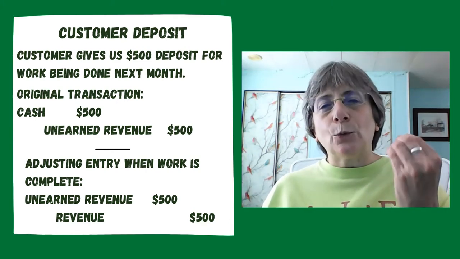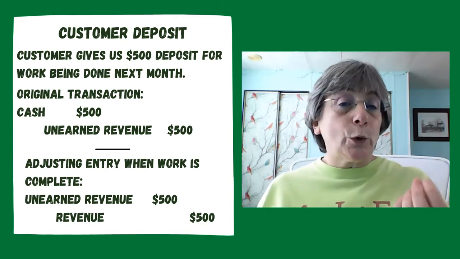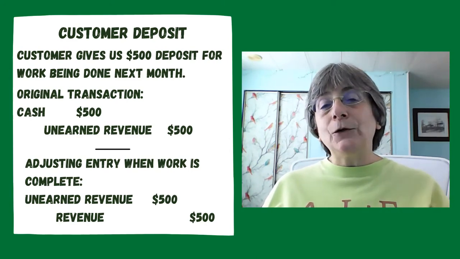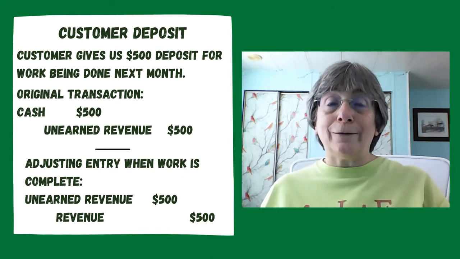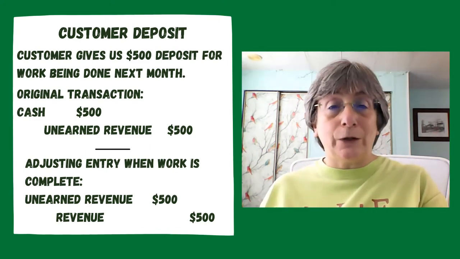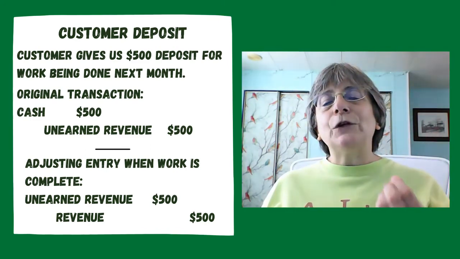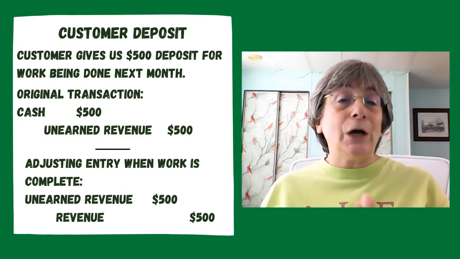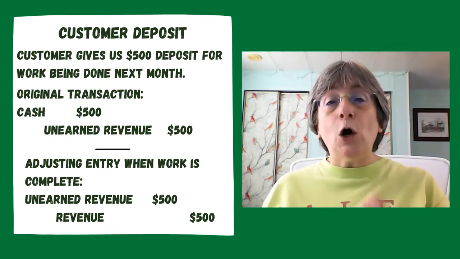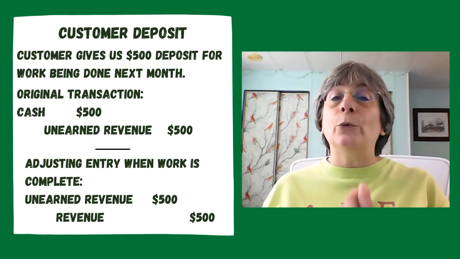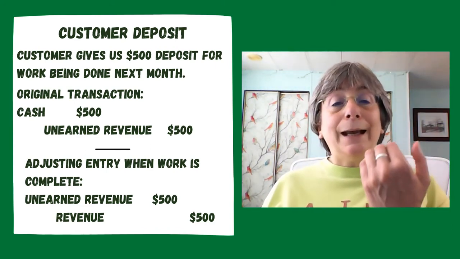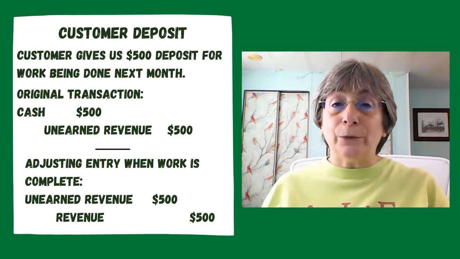So what happens in that original transaction? Well, we're going to increase our cash, $500, we're going to debit it, and then we're going to increase this account called unearned revenue by $500. It's a liability, normal credit balance, increase on the credit side. So what happens if we don't do this job for this customer? We got to give the money back, right? So it is a liability. We owe that money to the customer until we do the work. So the original transaction is going to be a debit to cash and a credit to unearned revenue.